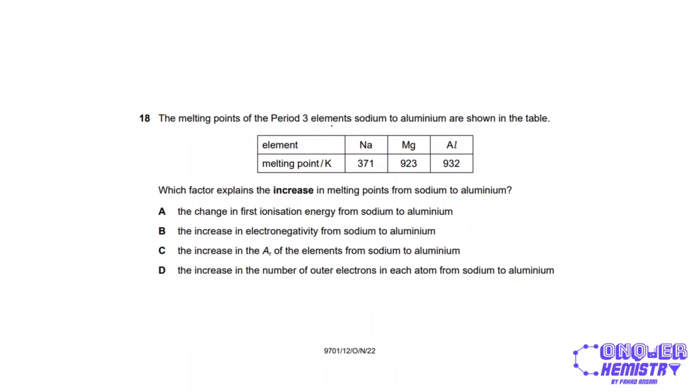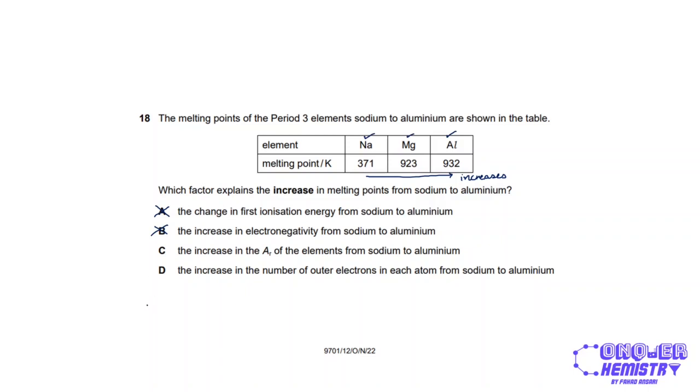Now over here we have 3 metals in period 3: sodium, magnesium, and aluminium. You can see that the melting point is increasing across the period. Now what is the reason for this? The change in first ionization energy cannot be the reason because we're not doing a reaction here. We're not converting these into ions. Option B, the increase in electronegativity from sodium to aluminium, again is not related to a reaction, we're just melting the metals. Option C, the increase in the AR of the elements from sodium to aluminium. Well, that is true that the AR increases, but is that the actual reason?